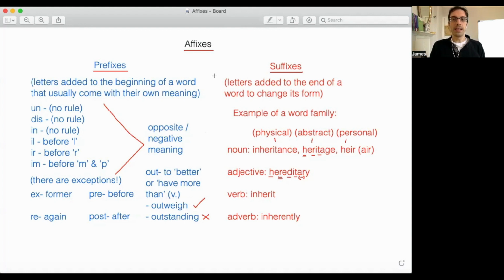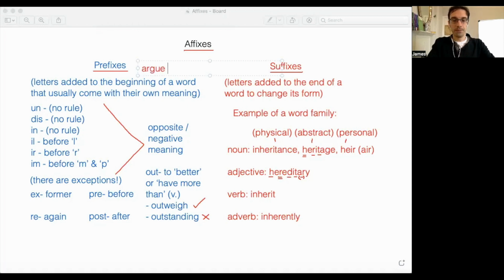Okay, so on to suffixes. As we've said, these are letters added to the end of a word to change its form, okay? So we go into the whole world of word families. So I'll give you an example, actually, before we go into the one I've written. So I'll write this on the screen here. If you take the word argue, that is a verb, okay? Now, to change this into a noun, we need to drop the E and write ment. When you see ment on the end of a word, it's usually a noun, okay?